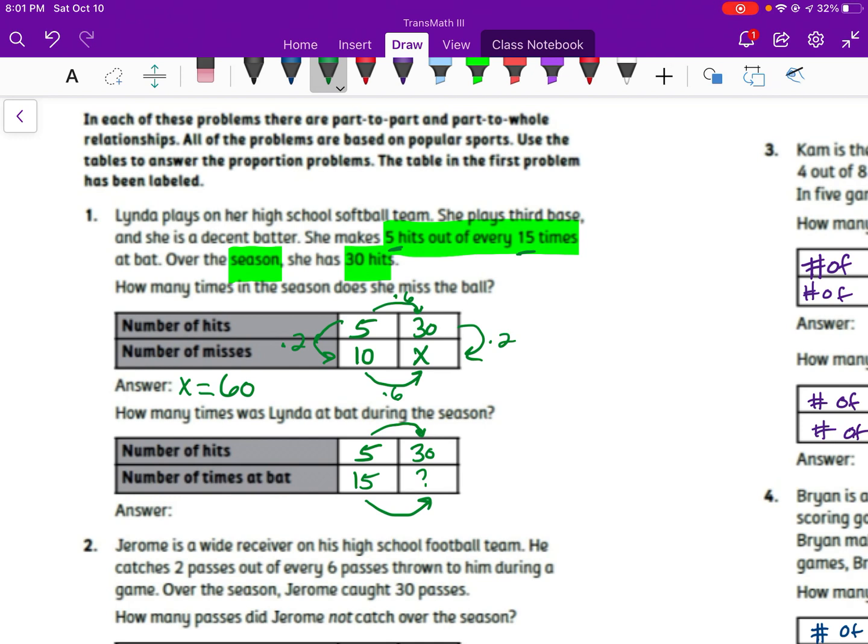Okay, now horizontally, I know I can multiply by 6. Okay, or again, you can use your vertical. Either method works, and we're going to multiply by 3 if we use the vertical, which in this case would be 90. So over the course of the season, Linda had a total of 90 at-bats.